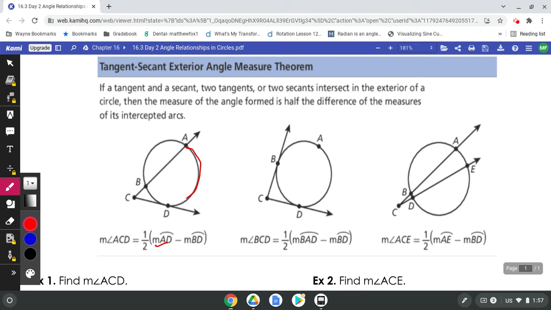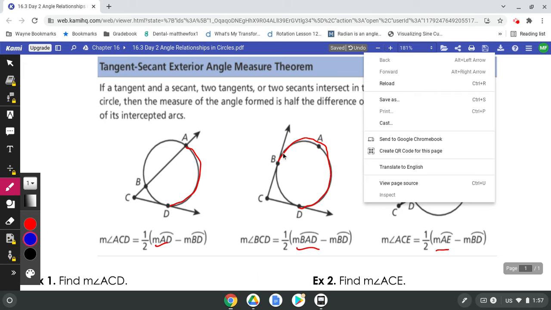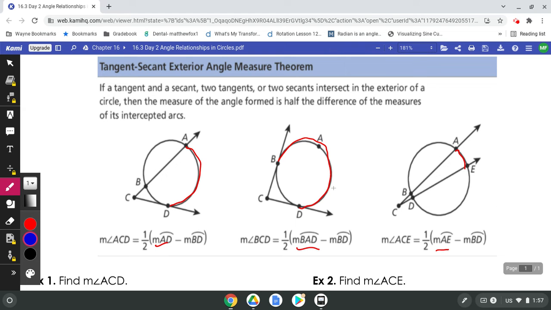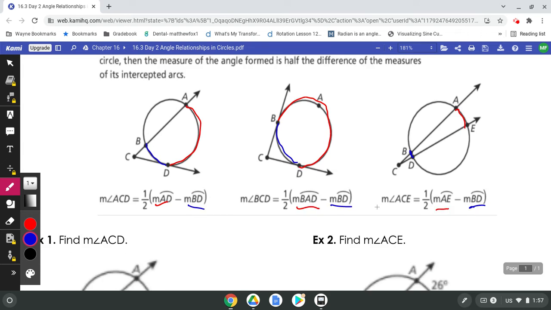AD here represents that arc. In this case, BAD represents that arc. And in this case, AE represents that arc. The outside arc will also always be the bigger arc. When I say outside, I mean it's on the opposite side from the angle. And that always has to go first because we can't have a negative angle. Then you also have the little arc, BD there, BD right there, and in this case, BD, which is right there. And if we take the difference between those arcs, so the big arc minus the small arc, and then times 1/2 or divide by 2, we'll get what that angle is on the outside.